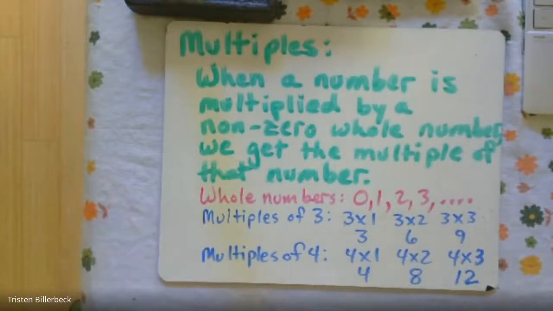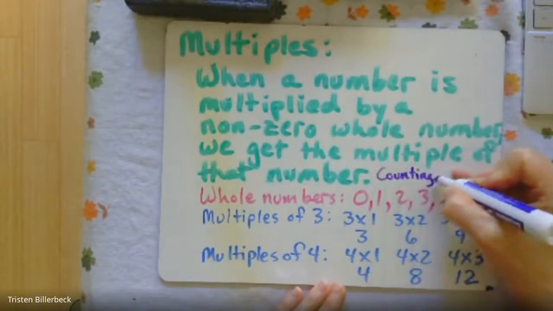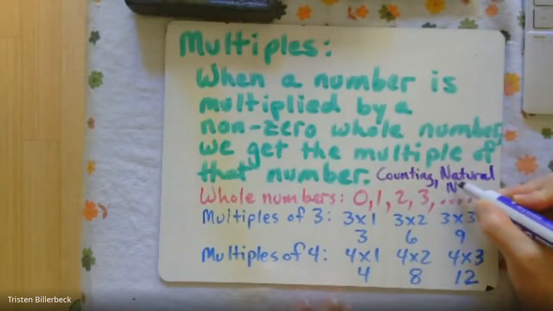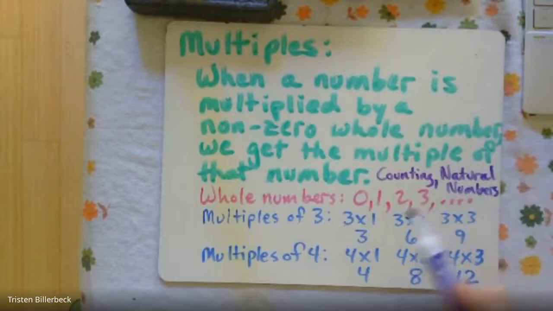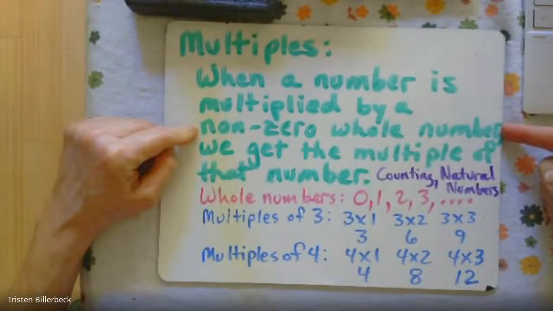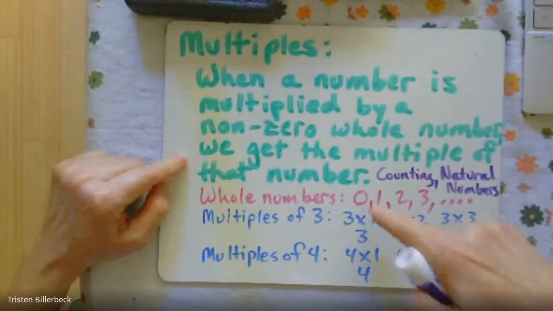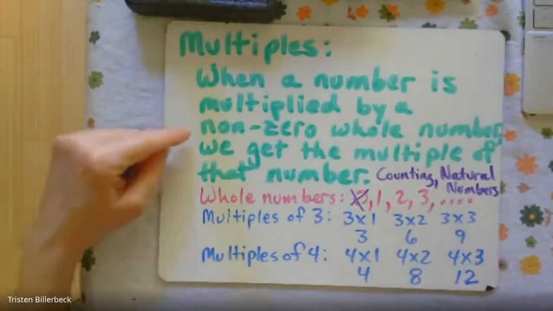So really what they're saying is counting or natural numbers. That would have been a better way for them to say that. Do you know why? Because counting and natural numbers don't include 0. So they could have said this whole line here and said multiplied by a natural or counting number, we get a multiple of that number. Okay? So if they had remembered counting and natural numbers don't include 0. And it is exactly what they're saying right here.